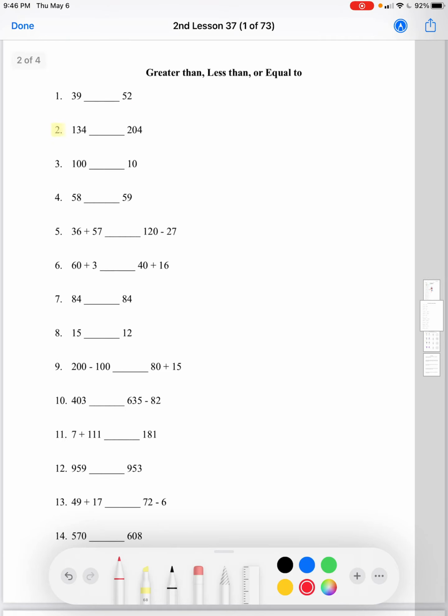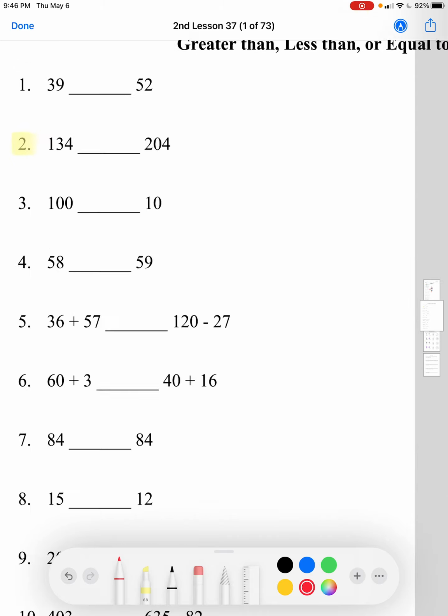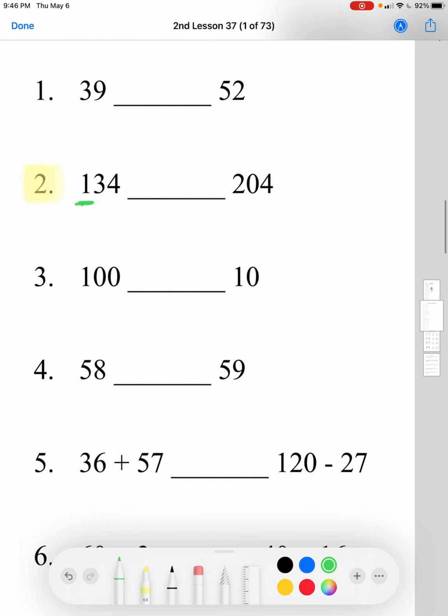Now let's move on to the next page. Greater than, less than, or equal to. We'll just do one example from here. Do number 2. We have 134. We're comparing it with 204. So we'll be comparing numbers all the way from the left side. We have a 1 here in the hundreds place. We have a 2 here in the hundreds place. We have to make sure that they're both in the hundreds place.